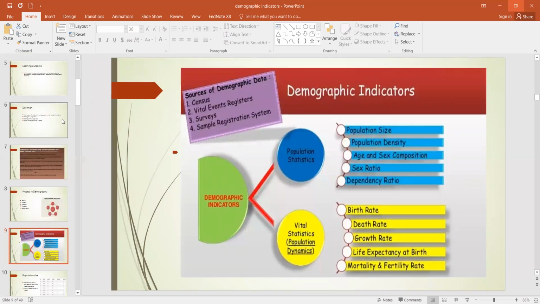There are different demographic indicators. We divide these indicators into two types: population stats and vital stats. In population stats, we can see population size, population density, age and sex composition, sex ratio, and dependency ratio. And in vital stats, we can calculate the birth rate, death rate, growth rate, life expectancy at birth, and the mortality and fertility rate. And we gather the demographic data with the help of census, vital event registers, surveys, and sample registration system.